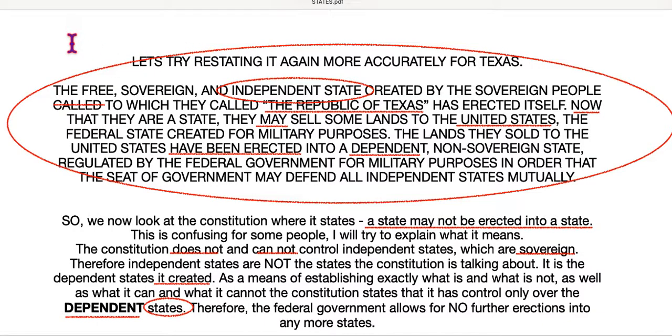Okay, so there you have it. Believe it or not. If you don't believe it, go read the documents for yourself. Go join the military and see what they tell you. Go become a civil servant and see what they tell you. They're going to tell you exactly what I'm telling you.